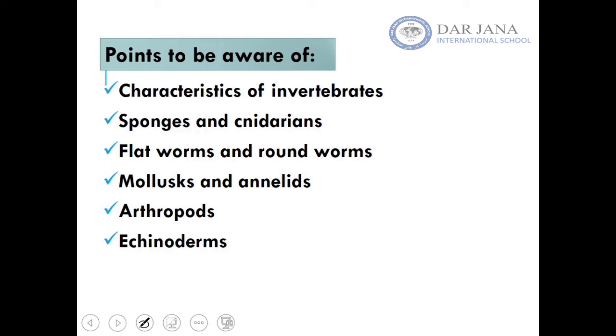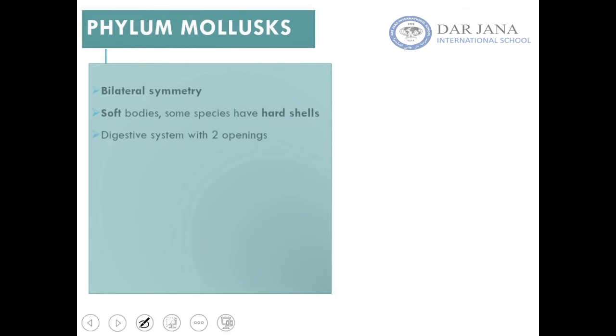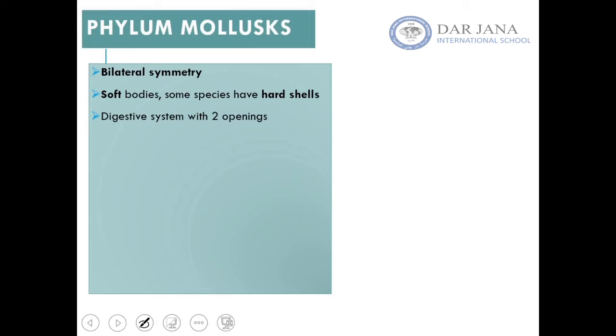Another phylum that we should talk about now is the mollusks. So mollusks and annelids. Phylum Mollusca contains different characteristics. Also, they have bilateral symmetry. They have soft bodies. Some of them have hard shells, like the snail.